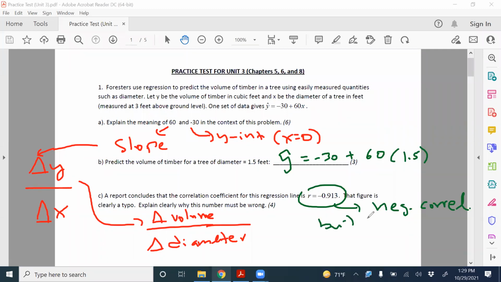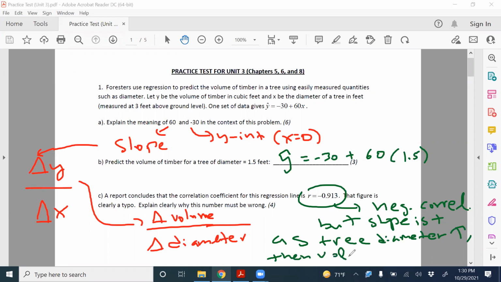Negative correlation, but our slope is positive, meaning that as tree diameter increases, then volume should increase. So what do you think r should be instead of -0.913? Maybe it's positive 0.913. Yeah, exactly.